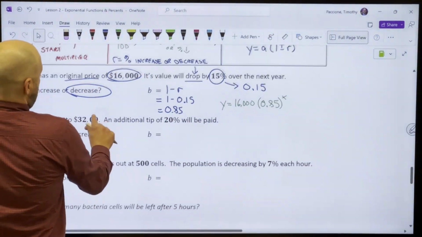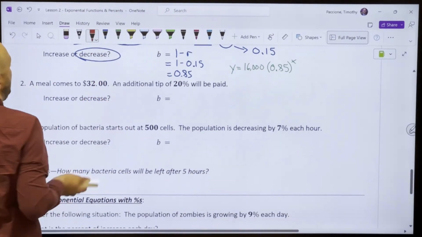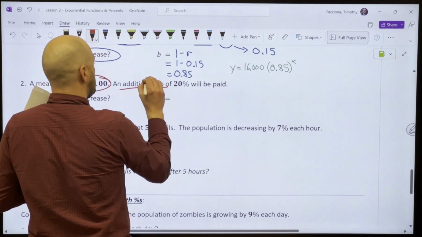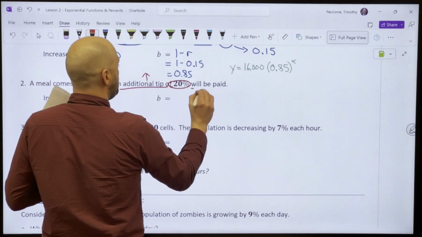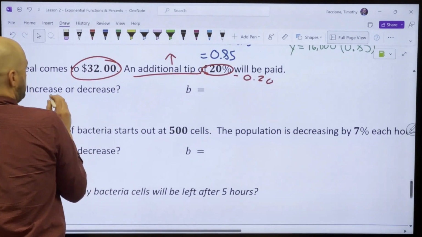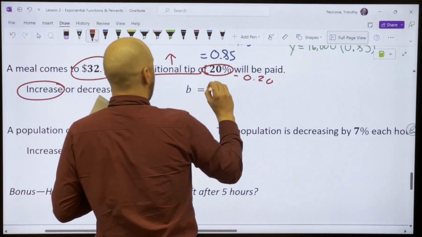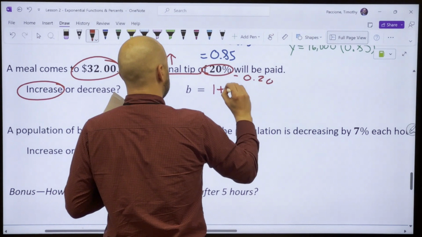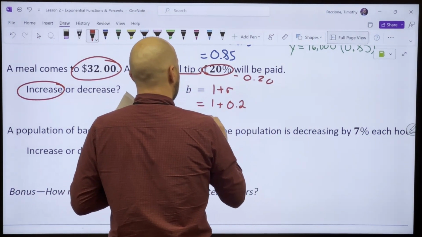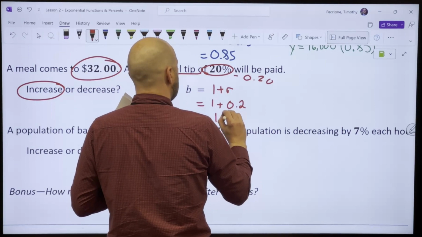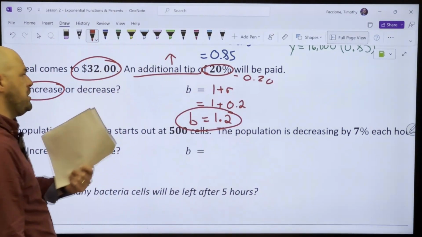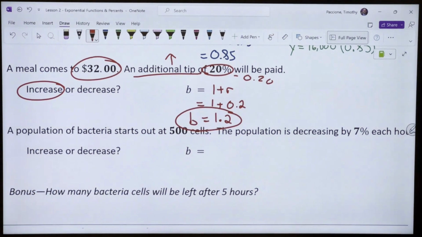Okay? Next one, a meal comes to $32. Additional tip, so we're going up, of 20%, which is 0.2. Is it increase or decrease? Increase, so we're going to go 1 plus R, or 1 plus 0.2, which is 1.2. So our B is 1.2. Our starting point is 32. Okay?